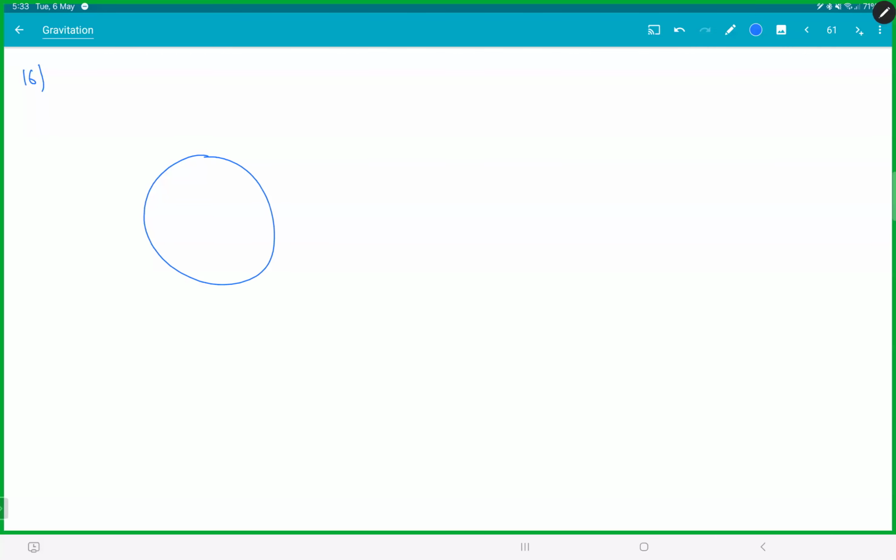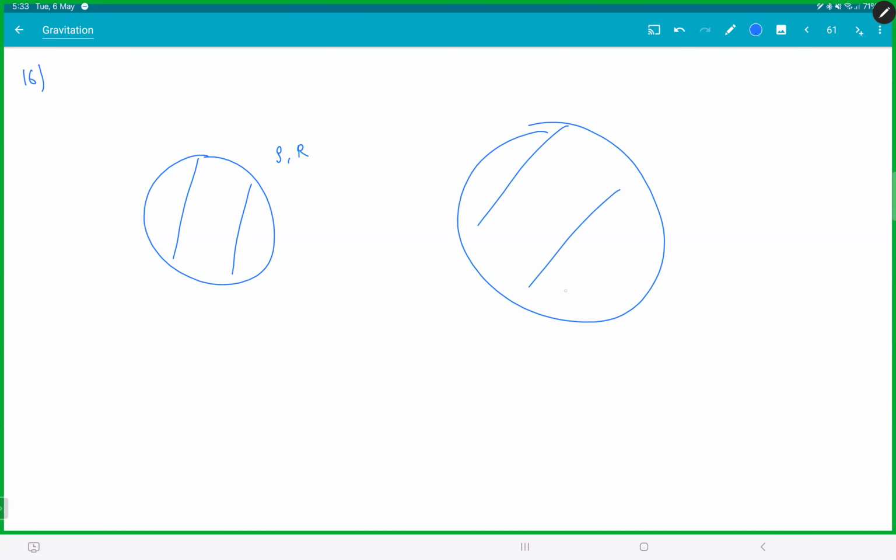And let's start off with a question. So we have two planets here. Density is rho and radius is r, and we have another planet here. Density is 2 rho and radius is 2 r. Find the ratio of g on the surface and find the ratio of escape velocity. Two questions.